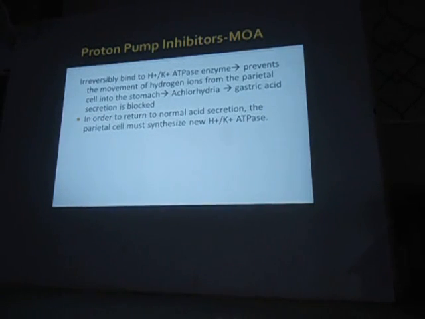So irreversible binding of this sodium potassium ATPase prevents the movement of the hydrogen ions out of the parietal cells. Hydrogen ions are not pumped out, and there is inhibition and gastric secretion is blocked. So in order to return to the normal action, there should be fresh production, and it takes a minimum of 18 hours for the fresh production of the sodium potassium ATPase system.